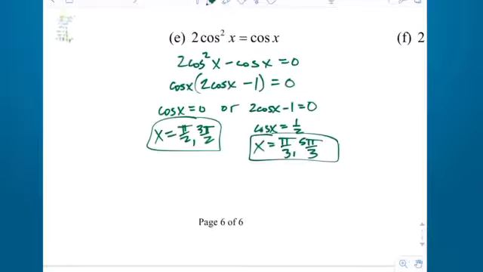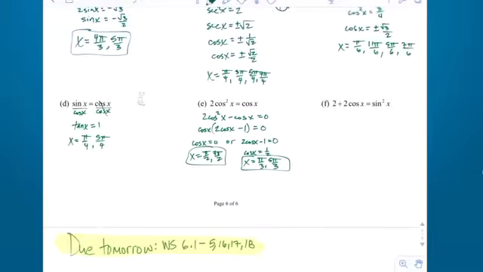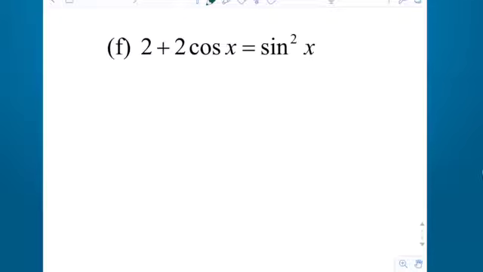Do we have to check to see if any are extraneous? Yeah, we don't have to. We didn't square anything. As long as our math is right and we know the unit circle, they should work. All right, and that brings us to the last one here. Letter F, 2 plus 2 cosine of x equals sine squared of x.